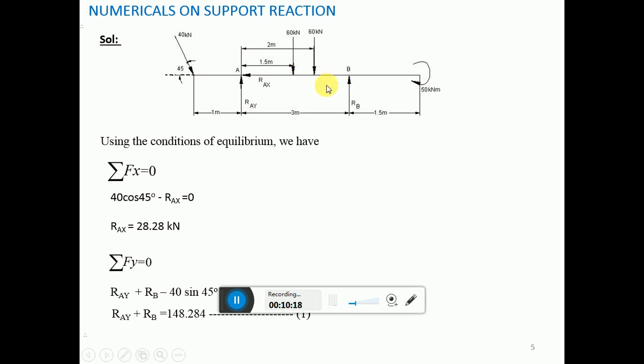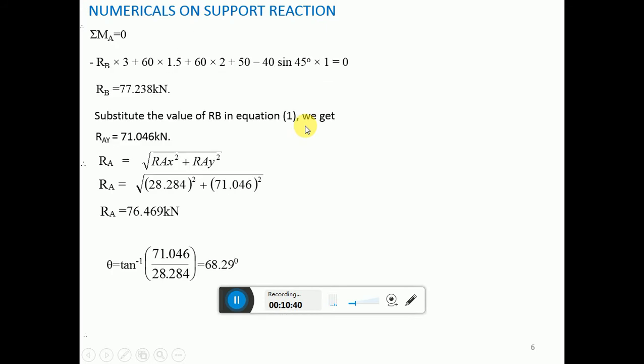Next one is 60 into 1.5 with respect to this point. 60 into perpendicular distance 1.5, clockwise. So it is 60 into 1.5 plus 60 into 2, plus RB into perpendicular distance 3 meter, anti-clockwise. So minus RB into 3, which is equal to 0. Therefore RB is equal to 77.238 kilonewton.